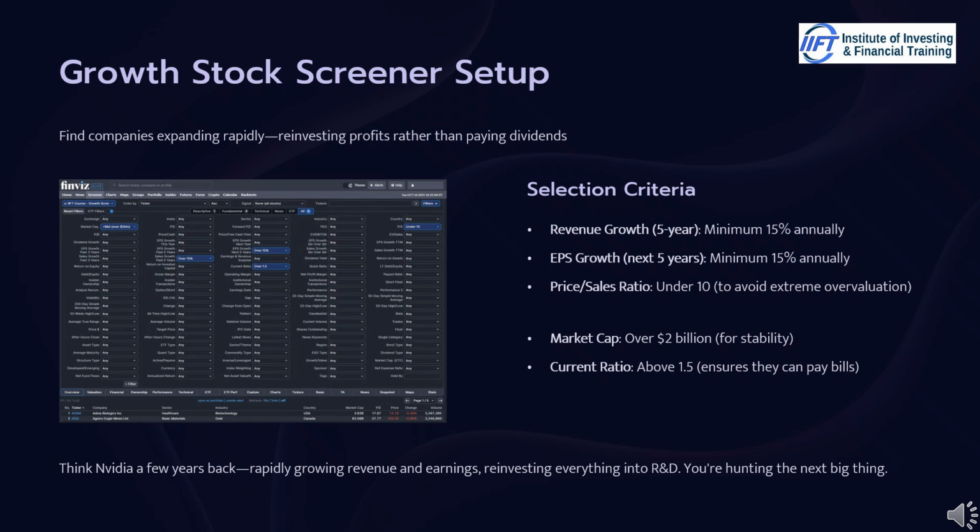Now we're going to look at three different stock screen setups, and the first one here is for growth stocks. Growth stocks are companies expanding rapidly, often reinvesting profits rather than paying dividends. And here is how you would set up your growth screen using finviz.com. So we pick some criteria. We'll pick revenue growth for 5 years at a minimum of 15% annually. We'll pick EPS growth for the next 5 years at a minimum of 15% as well. We'll pick the price to sales ratio under 10, and this avoids extreme overvaluations. We'll pick market capitalization in excess of 2 billion, and that gives a bit of stability.